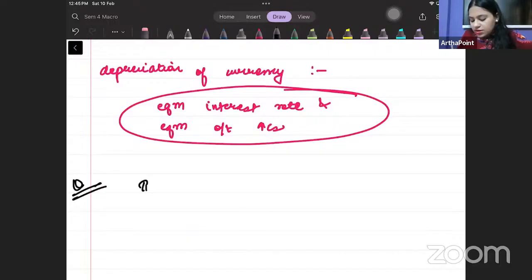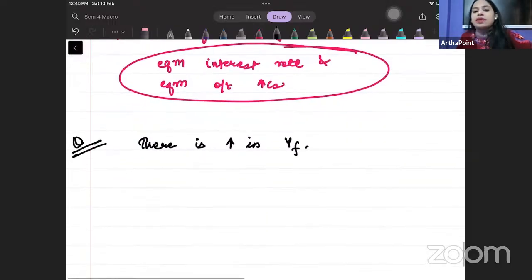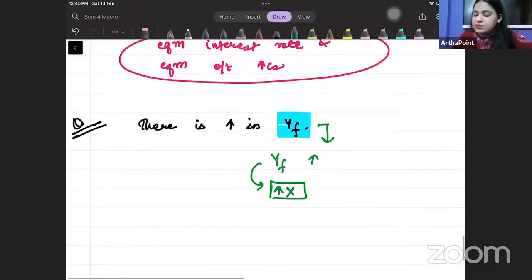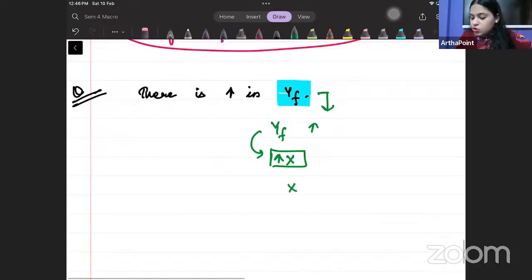Question number 2. Suppose I tell you that there is increase in foreign income. Foreign income में increase आ गया. So when income of foreigners increases, क्या होता है? We know that when foreign income increases, there will be an increase in the exports. वो हमारे goods की ज्यादा demand करेंगे. And when the demand for exports increases, export minus import will increase. So net export will increase.